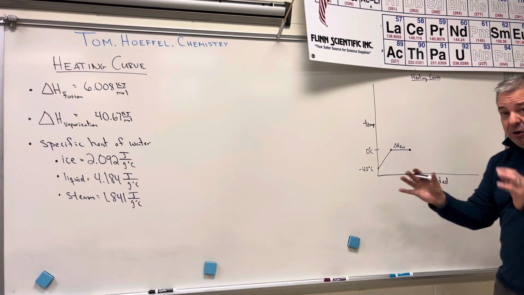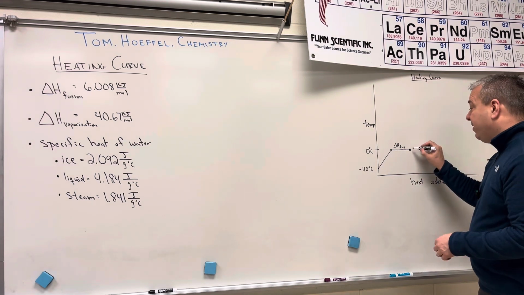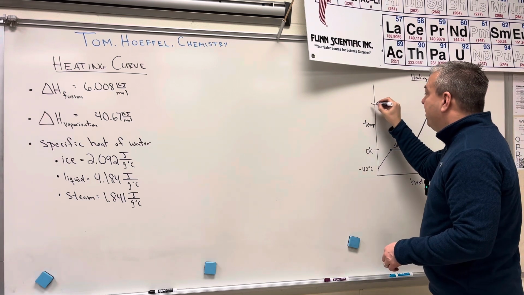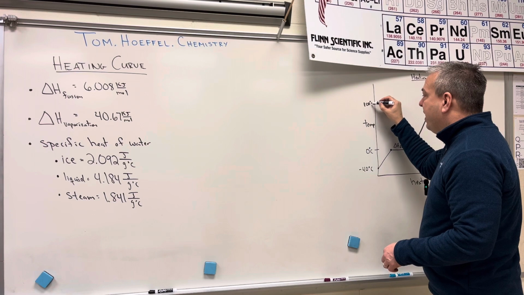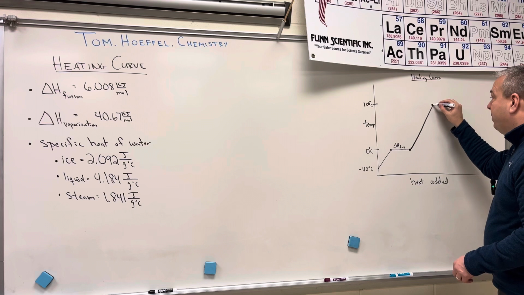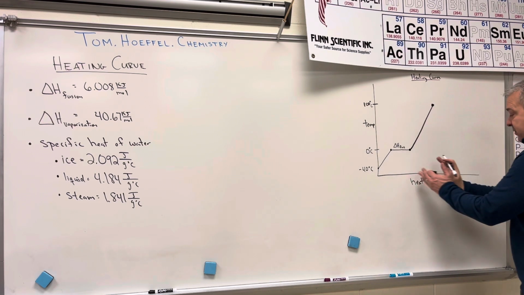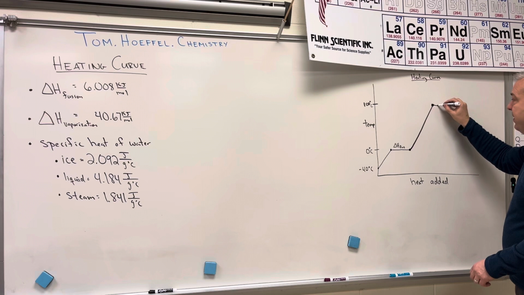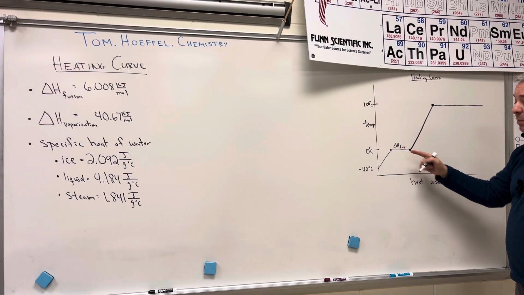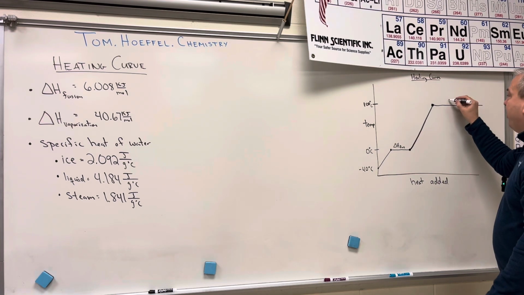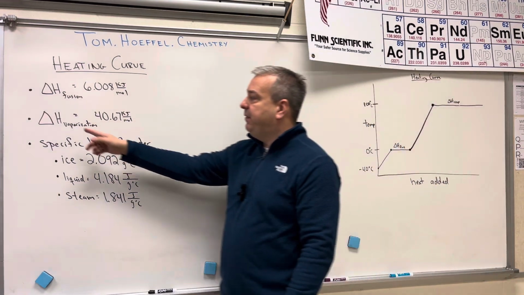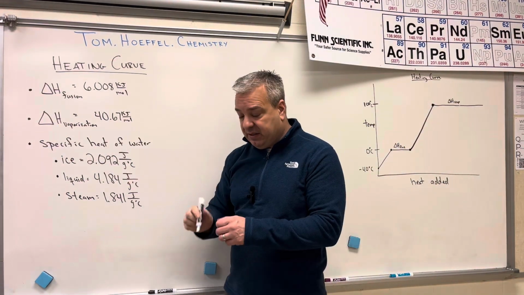Now, when the ice is done melting, and we continue to add the heat, it's all liquid water now, and the temperature is going to start to increase again until we get to the boiling point of water. The boiling point of water is 100 degrees Celsius. When we get to this point, once again, as we add the heat, it's going to stay the same temperature. And instead of calling this the enthalpy of fusion, which is melting, we call it the enthalpy change of vaporization. The enthalpy change of vaporization is 40.67.